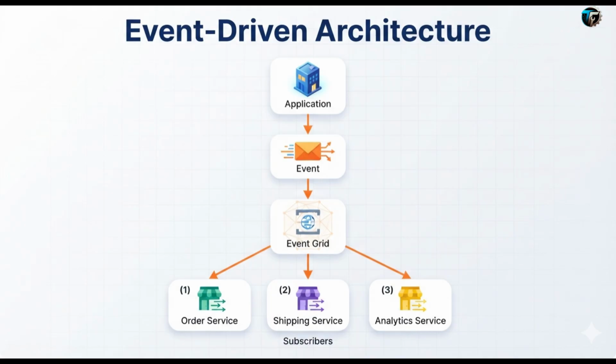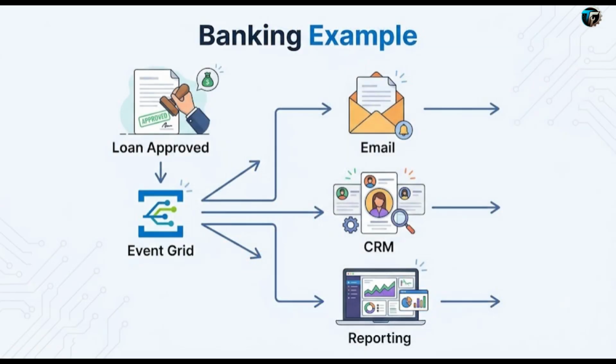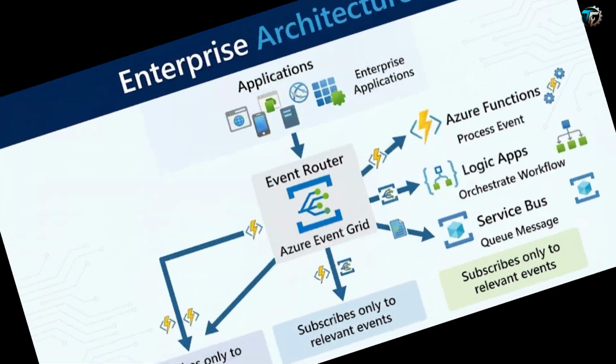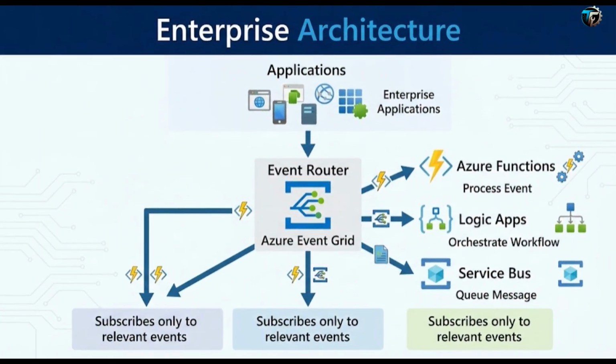This is event-driven architecture. A bank approves a customer loan. Event Grid immediately notifies the email system, the CRM, the reporting platform. Each system reacts independently. Modern enterprises use Event Grid as the central event router. Different services subscribe only to the events they need. This keeps applications loosely coupled and highly scalable.